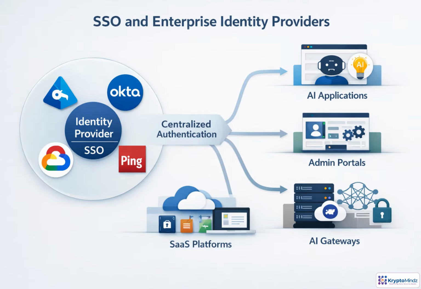Single sign-on makes the enterprise identity provider the control point for AI access. A user signs in once through Entra ID, Okta, Ping, or Google Cloud Identity, and that trusted session is used across AI apps, admin consoles, SaaS tools, and internal gateways. This reduces password sprawl and blocks unmanaged local accounts. It also ensures that MFA, device trust, conditional access, and session controls follow the user everywhere, improving auditability and speeding offboarding.